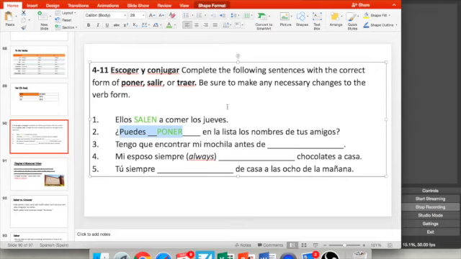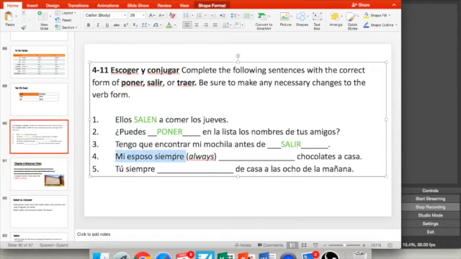Okay, now that you had a second to try, number 3 tells us that tengo que encontrar mi mochila antes de blank. So I have to find my backpack before blank. And your options are before poner, before putting or placing, before salir, before leaving, or before traer. So in this case, it makes sense to say I have to find my backpack before leaving, antes de salir.